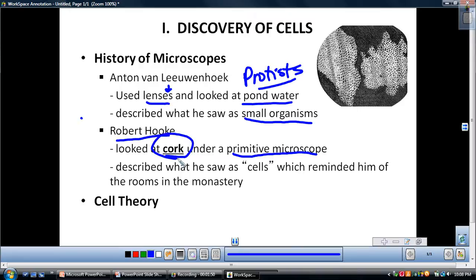If you know a little bit about cork, it is actually bark from an oak tree. So, bark from an oak tree. He looked at it, here's what he saw, this picture up here, and he described what he saw as cells.